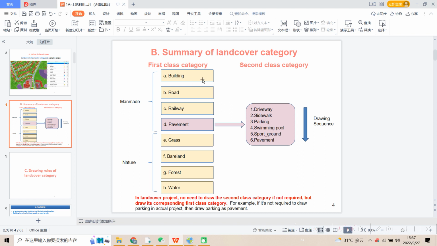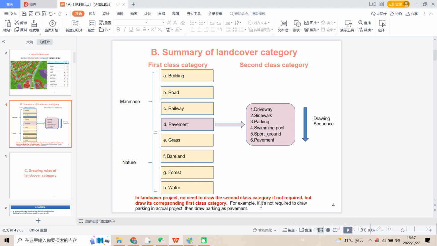So first, like in our regular project, we will do the building first, which is the building repair. Then we will do stage 1, which will include road, railway, driveway, and sidewalk. After that, we will move to stage 2, the man-made stage, which will include parking, swimming pool, sports ground, and pavement. And stage 3 will be the natural stage, and we will draw the grass, bare land, forest, and water.